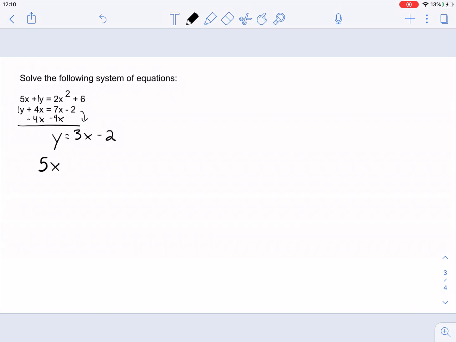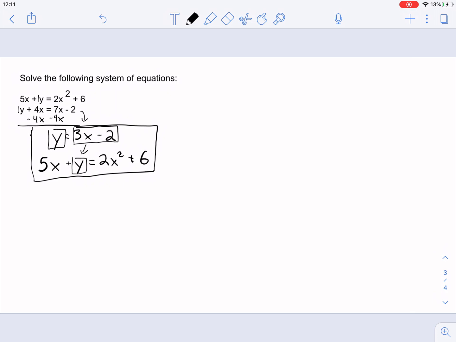Then I have my other equation, 5x plus y equals 2x squared plus 6. Now I have my system of equations. I'm going to use these two equations to solve my system. I have my y here, and my y is equal to 3x minus 2. So I can substitute that into my new equation. I have 5x plus, and whenever I substitute, I want to use parentheses: 3x minus 2 equals 2x squared plus 6.